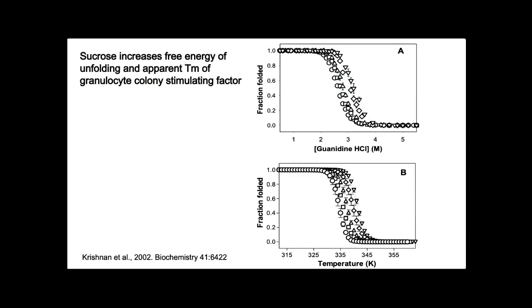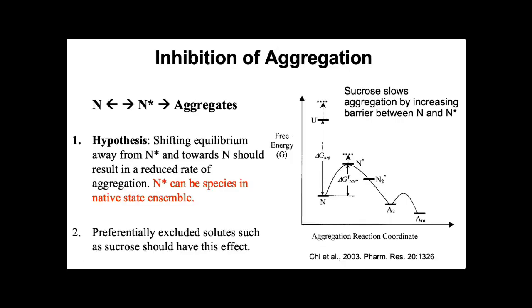These are data for granulocyte colony stimulating factor. With guanidine unfolding, as you increase sucrose concentration, you increase the amount of denaturant needed to unfold the protein. Similarly, with thermal unfolding, with heating, the more sucrose you have, the higher temperature you have to go to unfold the protein. And this applies to inhibition of aggregation.